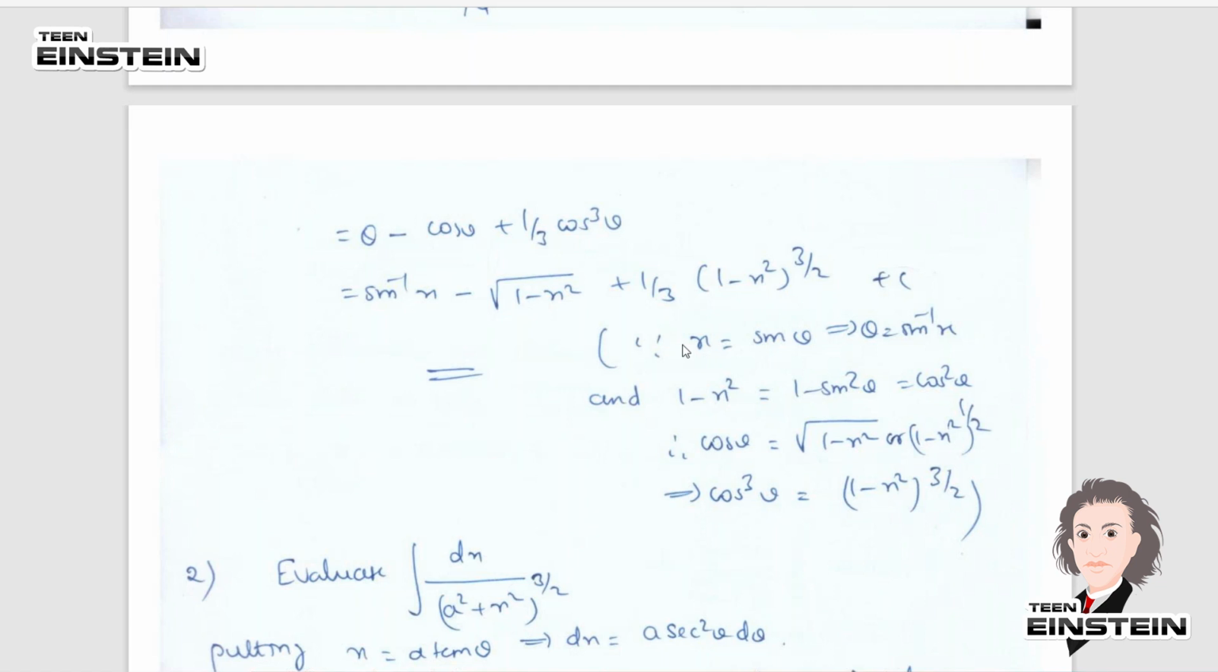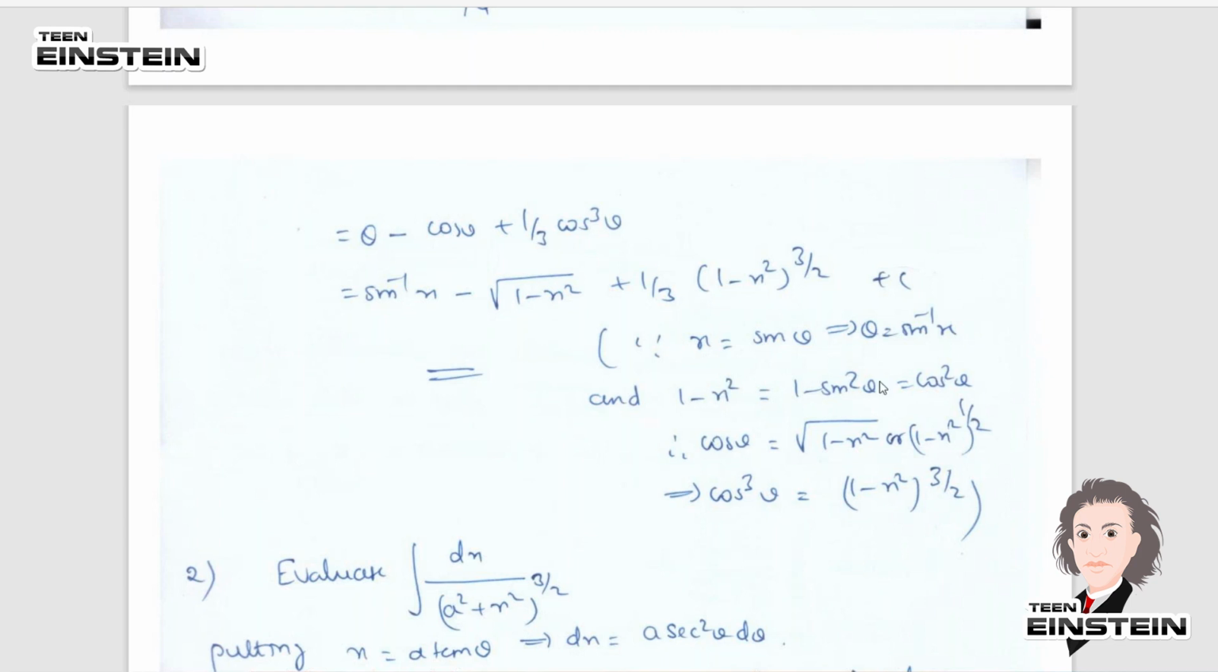Since x is sine theta, x square is sine square theta and 1 minus x square is 1 minus sine square theta. Because I have cos theta here, I need to find cos theta in terms of x. That's why I'm finding this. 1 minus sine square theta is cos square theta. Therefore, find cos theta from this because we have cos theta in the answer. Take square root on both sides. So cos theta is square root of 1 minus x square.